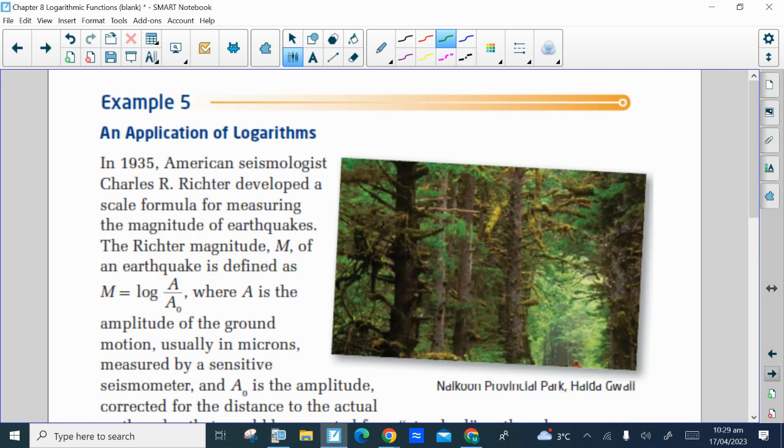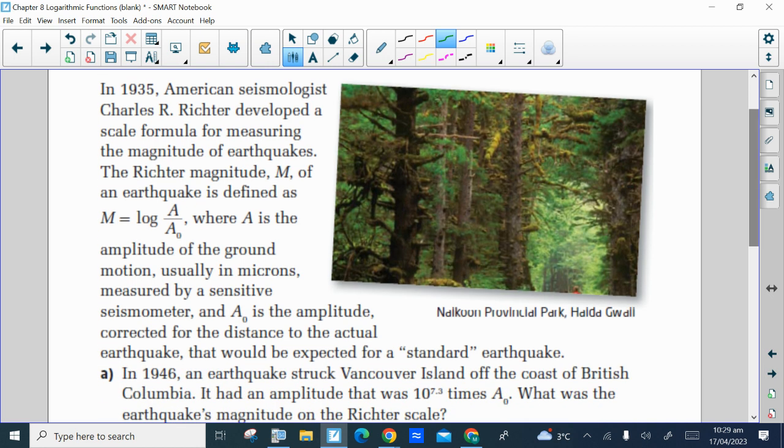But before we do, let's look at a couple applications of logarithmic equations. In 1935, the American seismologist Charles Richter, so now you know where the name the Richter scale came from, developed a scale formula for measuring the magnitude of earthquakes.